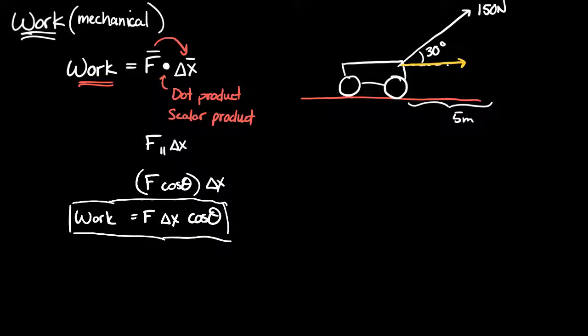We say the work done is the force times the displacement times the cosine of the angle between them. Now, take a few moments and just practice. Calculate how much work is being done by this force on the wagon.